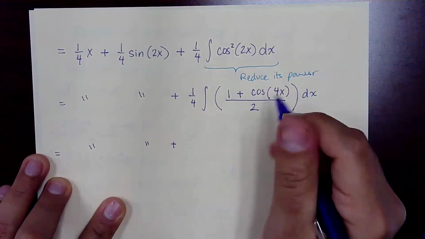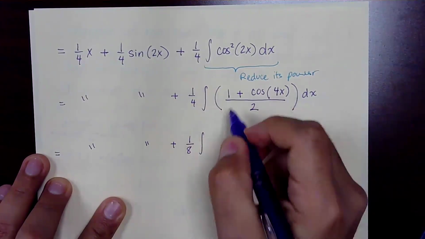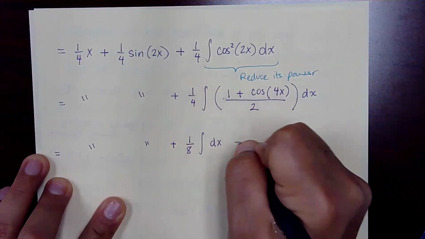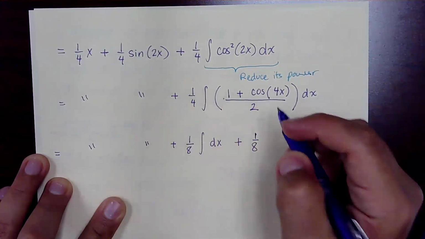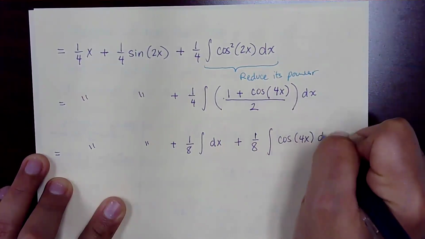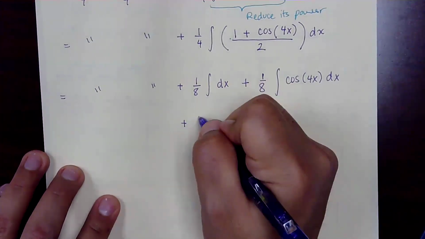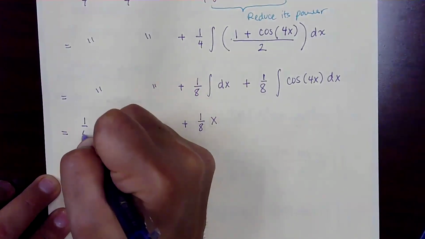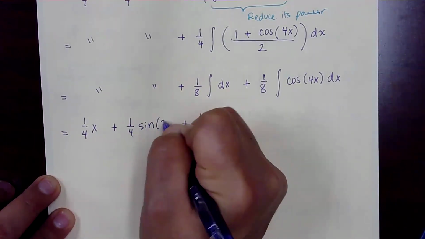which will be, we can factor out this 2 so that we have now 1/8 times, I'm just going to write this as dx because that's going to be a 1 dx plus, we have that 1/8 still on the outside once we factor that out. Integral of cosine 4x dx. And these guys are pretty straightforward to integrate. So this will be 1/8 x. I'll bring back in my 1/4 x over here, plus my 1/4 sine of 2x here.